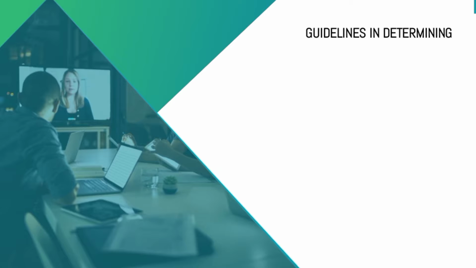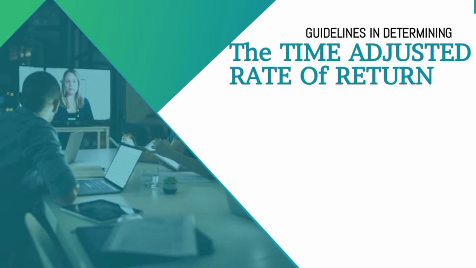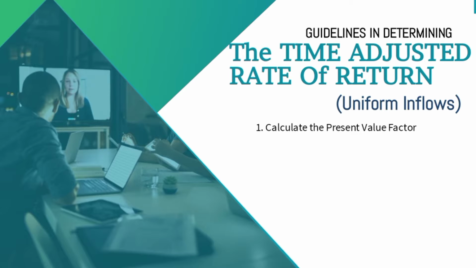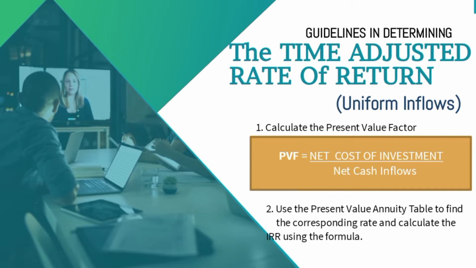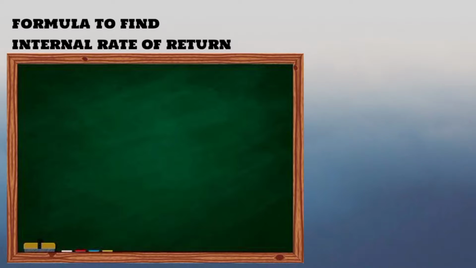Now let's move on to the guidelines in determining the time-adjusted rate of return uniform inflows. Number one is to calculate the present value factor. And what is the formula to get the present value factor? We have here PVF is equal to net cost of investment over net cash inflows. And the next one, use the present value annuity table to find the corresponding rate and calculate the IRR using the formula. And we have here the formula to find the internal rate of return under uniform inflows.